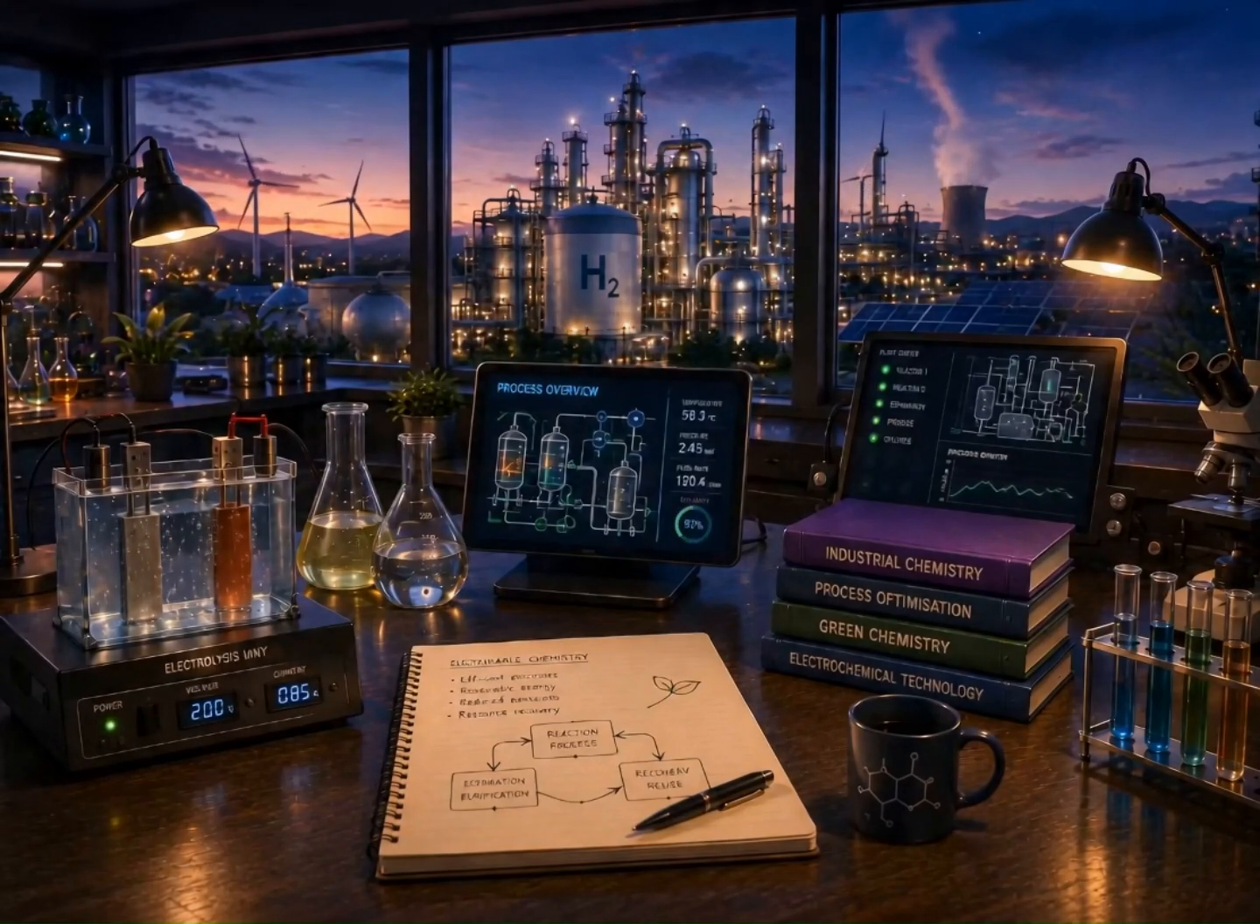Then choose the equation. Q equals mc delta T, or Q equals calibration factor times delta T. Then calculate carefully. Convert joules to kilojoules if needed. Convert grams to moles if needed. Check the sign. For combustion, energy is released, so the enthalpy change is negative. Then write a sentence that explains the result. Do not leave the answer as a lonely number. Say what the number means.